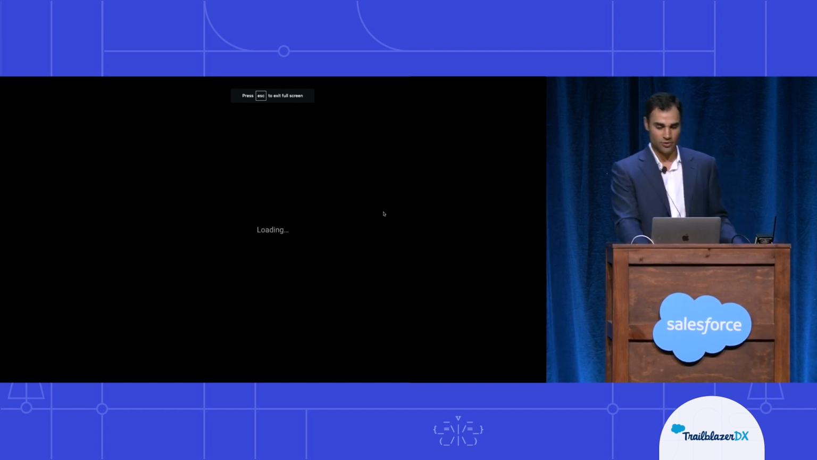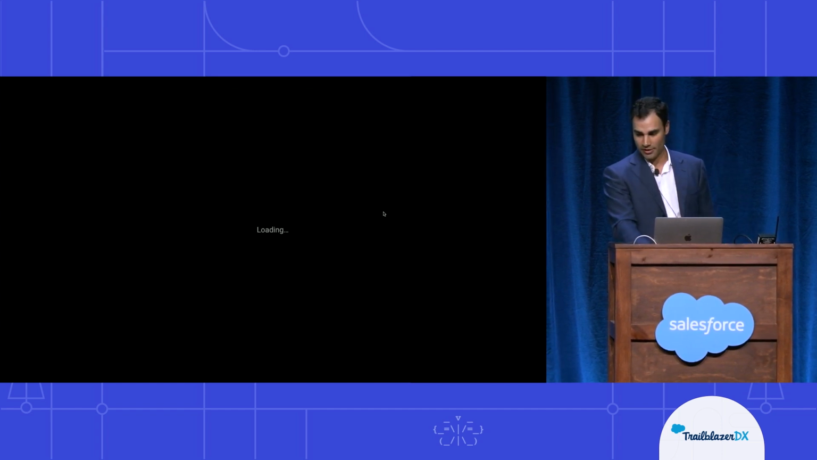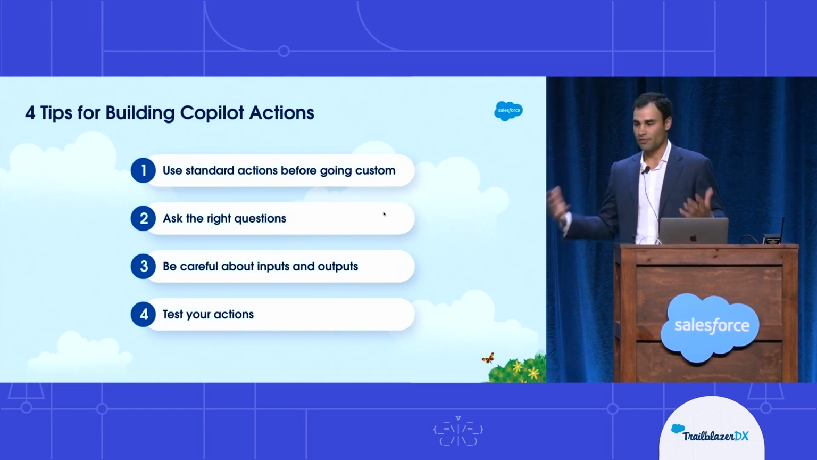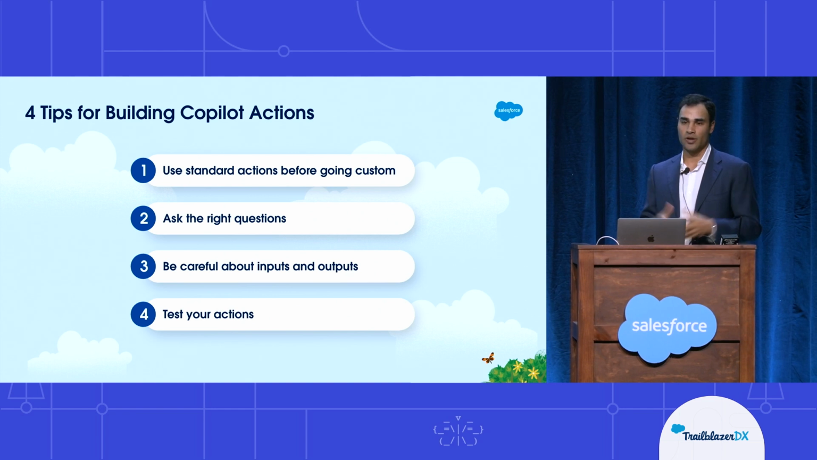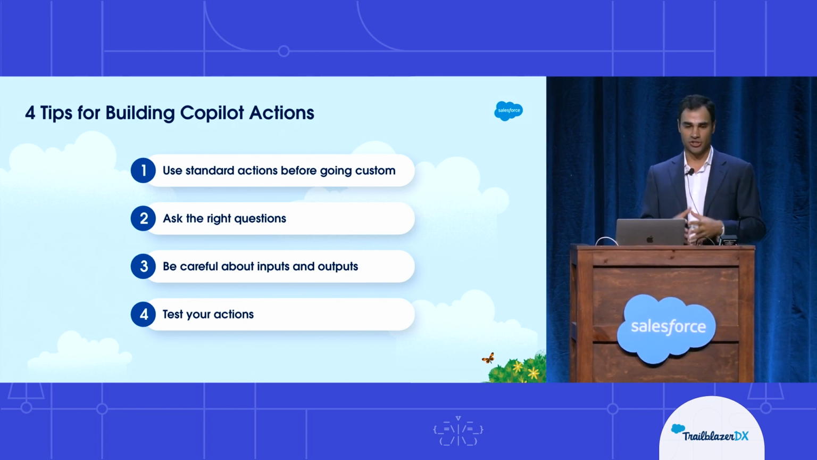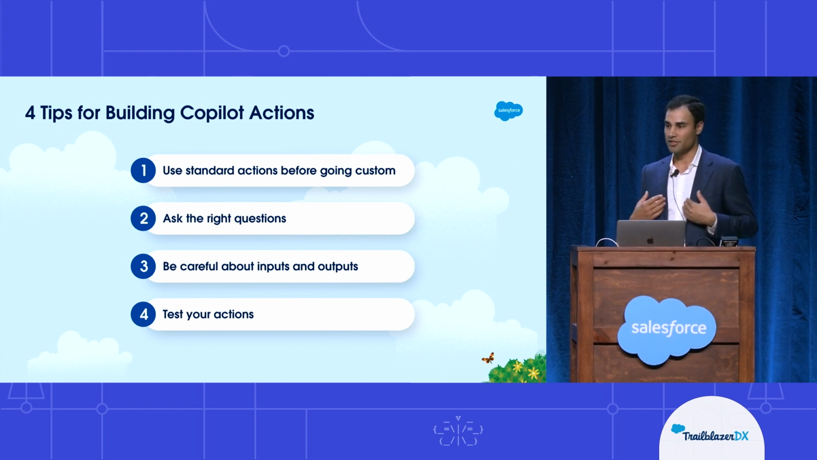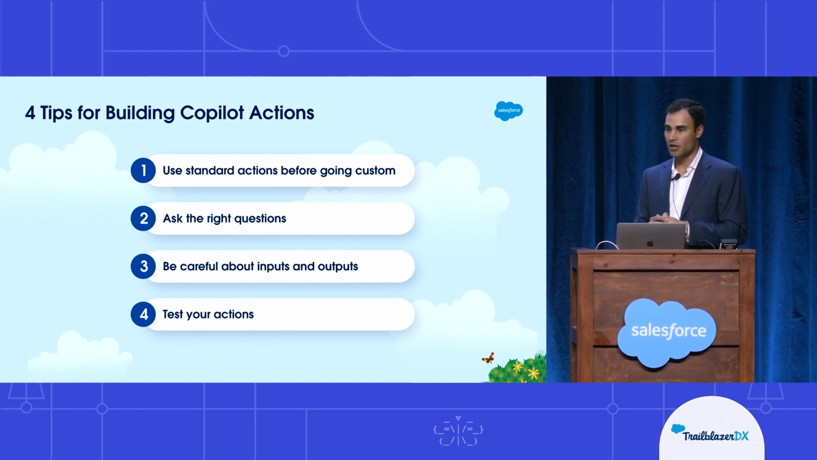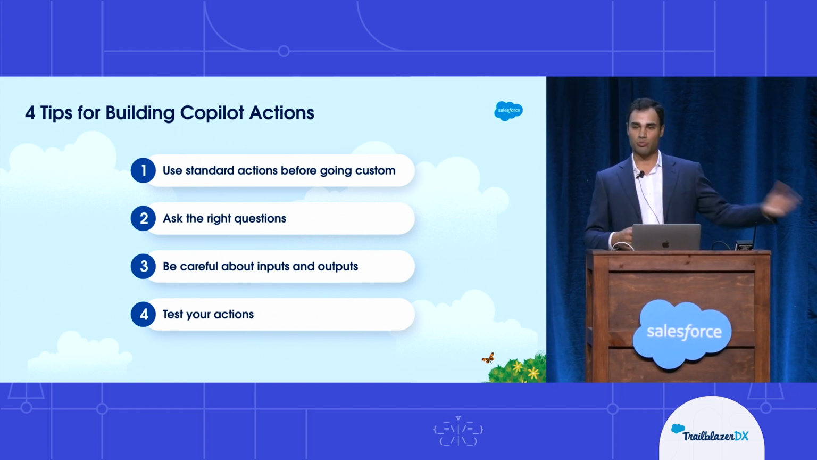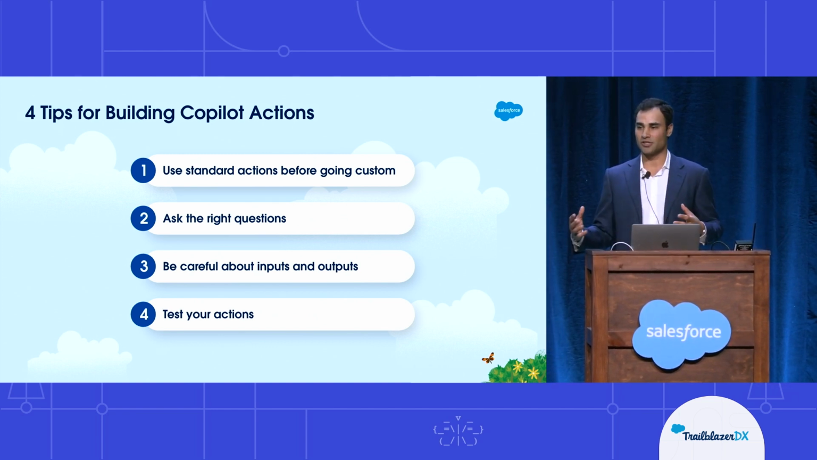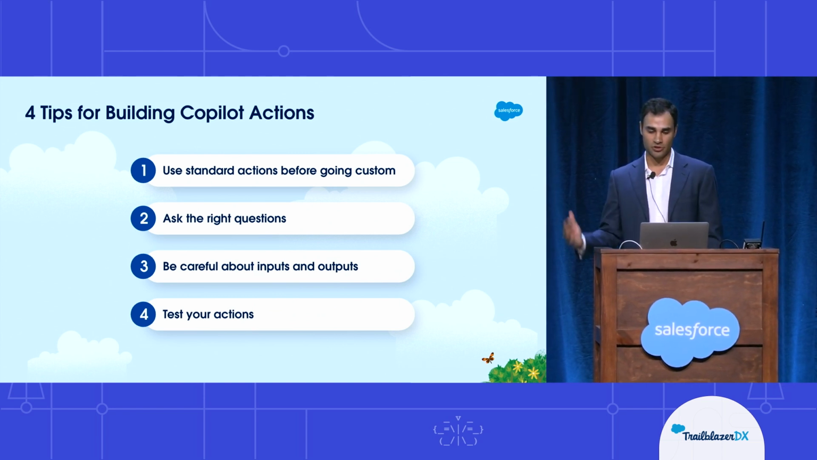So as all of you are starting to think about custom actions, we have a couple of best practices to keep in mind. So the first thing is, whenever possible, use standard actions before going custom. Standard actions are the actions that have been built by our platform teams, our cloud teams, and they're really hardened against a variety of utterances and use cases. As Brad showed you, you can always customize and tweak some of the standard actions so that they work better for your teams and your use cases.